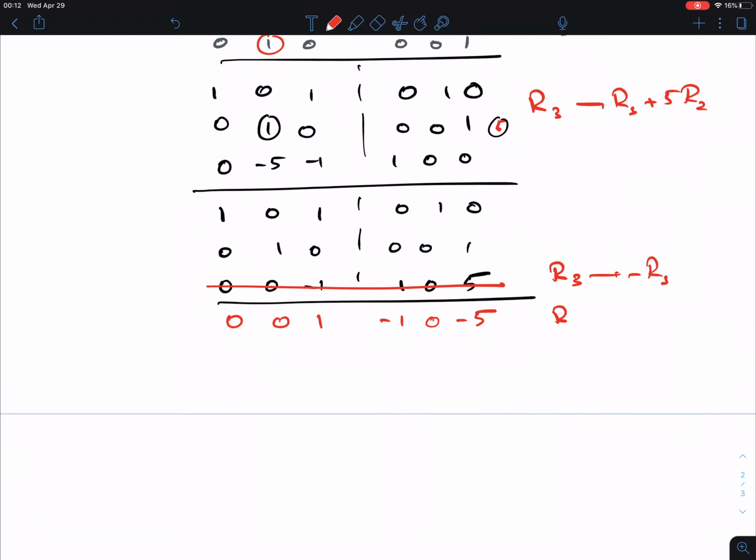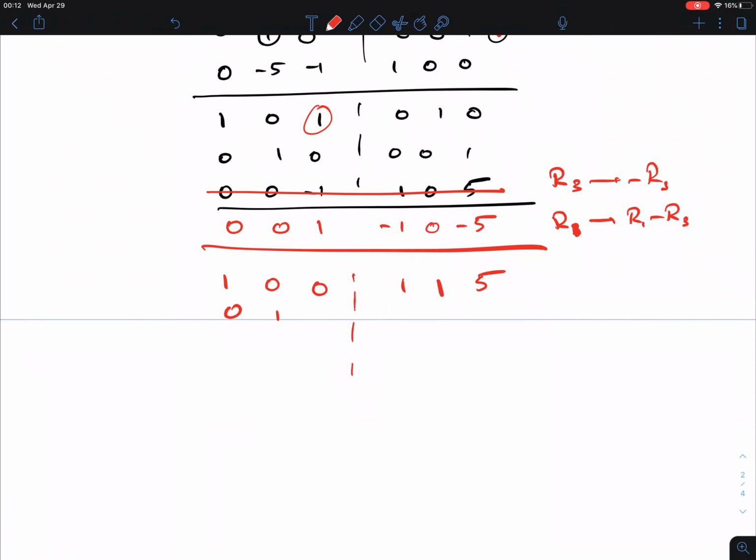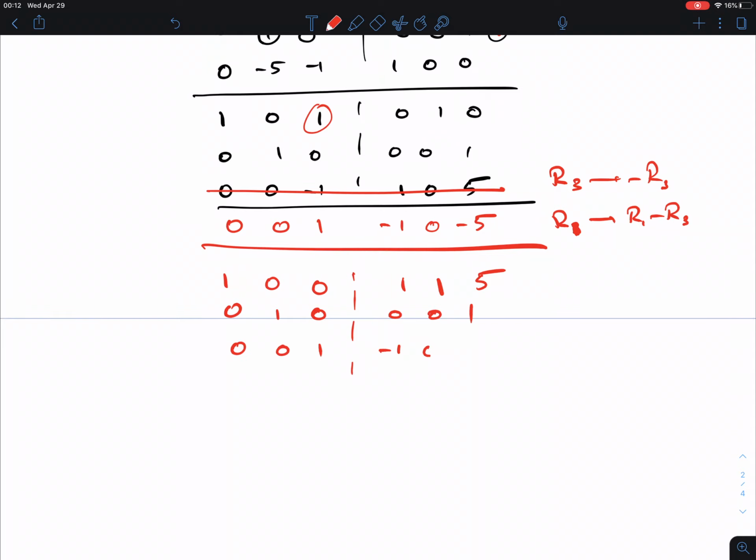And now I can use row 1. It's echelon form but not reduced, so I have to get rid of this one. So row 1 minus row 3, but the new one. So that would be 1, 0, 0, 1, 0, 5. No, there's a 1 here, right? So 1, 1. Okay, subtract that, yeah, okay. So then we have, and the rest stays as it is. Okay, so this is now P inverse.